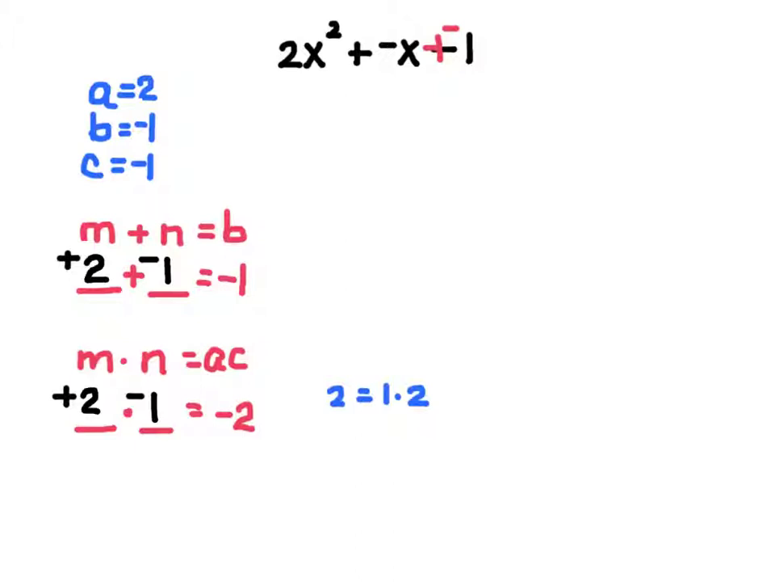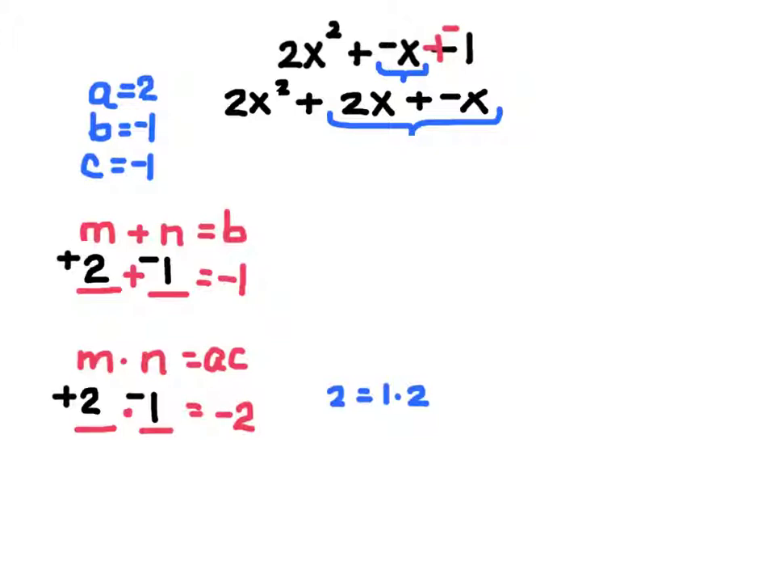So we're going to go back up to the original problem and write the first term, which is 2x squared. And then, instead of writing the second term, which is a -x, we are going to write mx, which is 2x, plus nx, which is a -x. If we add these two together, 2x plus a -x, we get a -x. So we can actually add those two together and get the middle term.